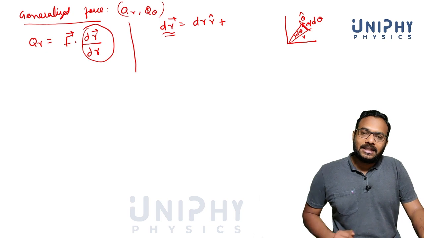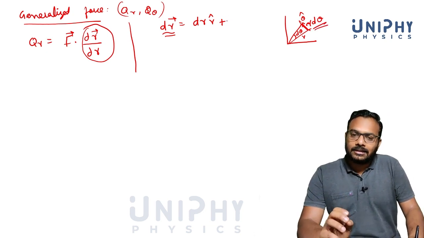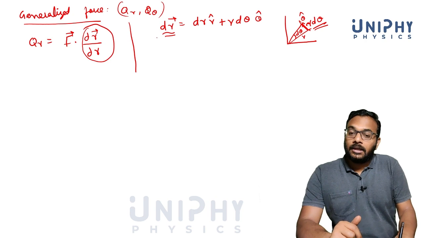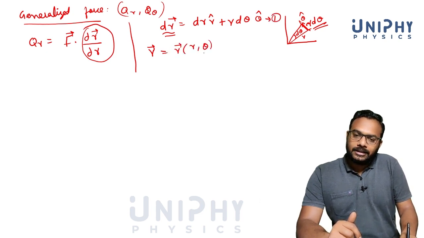So displacement along the theta cap direction is not d theta, it is r d theta. Right, so this you can write as r d theta theta cap. Okay. Now dr vector can also be written in this form, because this we can write as equation 1, and r vector is a function of r and theta.